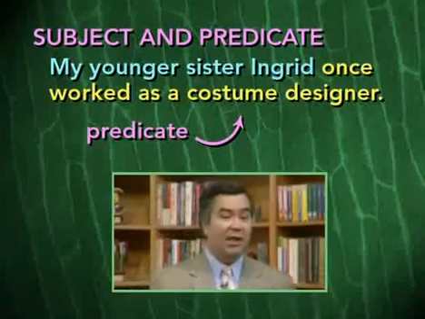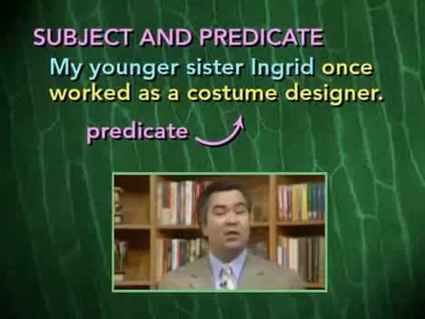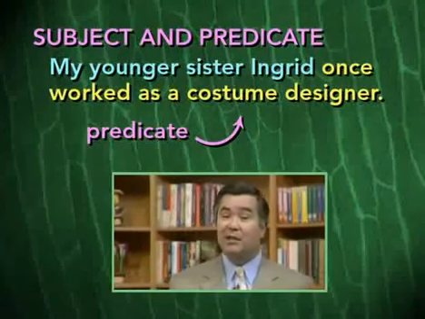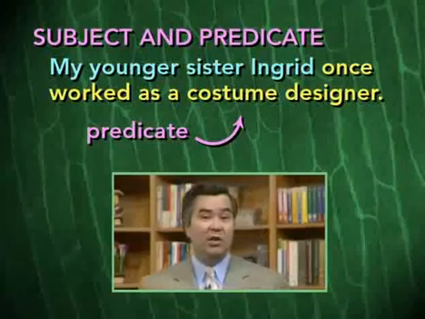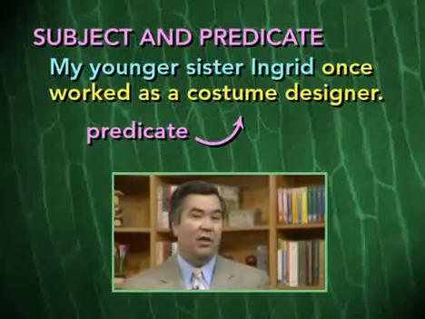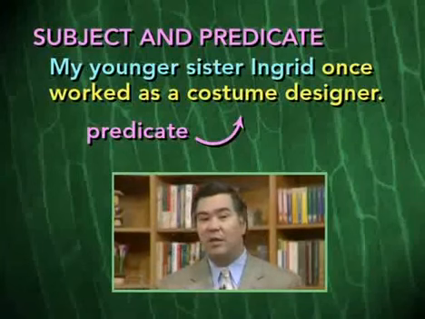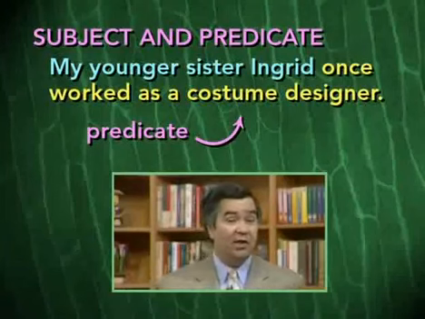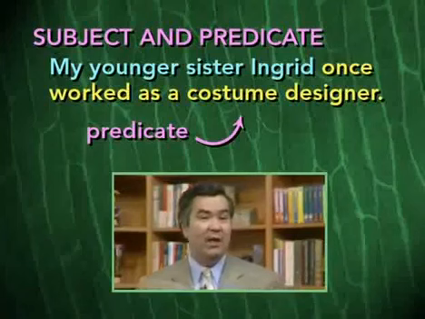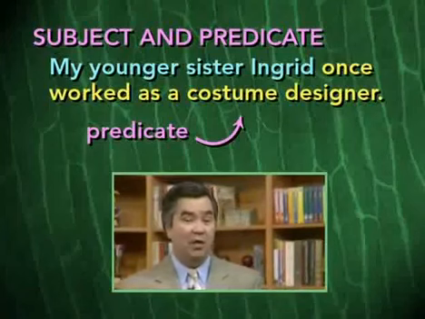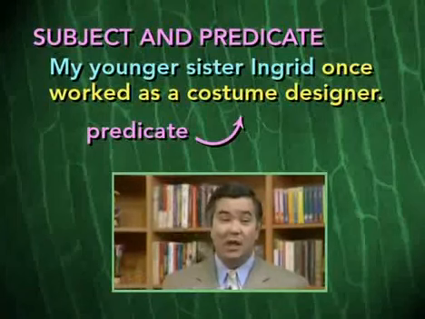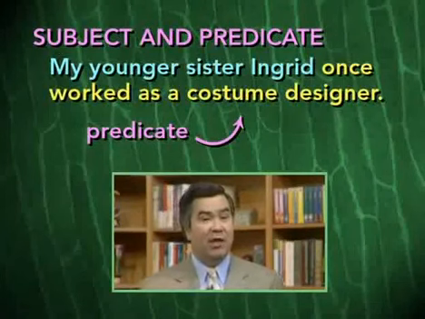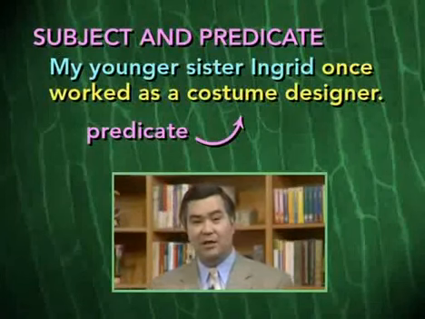Notice how the subject and the predicate work together to express a complete thought. Either one by itself would be a sentence fragment. My younger sister Ingrid couldn't stand alone as a sentence. That's a sentence fragment. It doesn't express a complete thought. Once worked as a costume designer would also be a sentence fragment. Those words also don't express a complete thought by themselves. But when you combine the subject and the predicate, a complete thought is expressed.